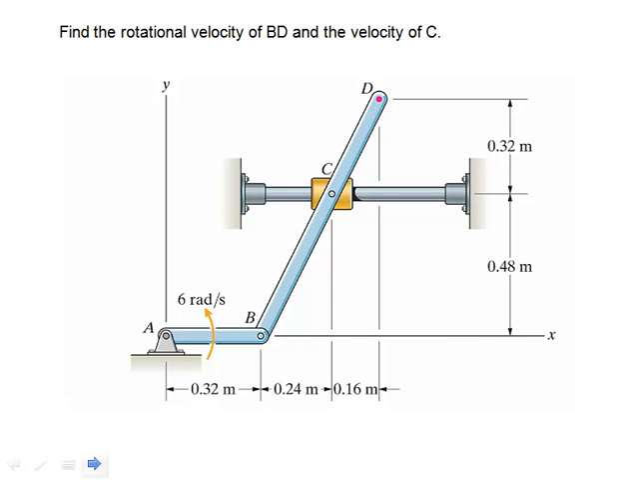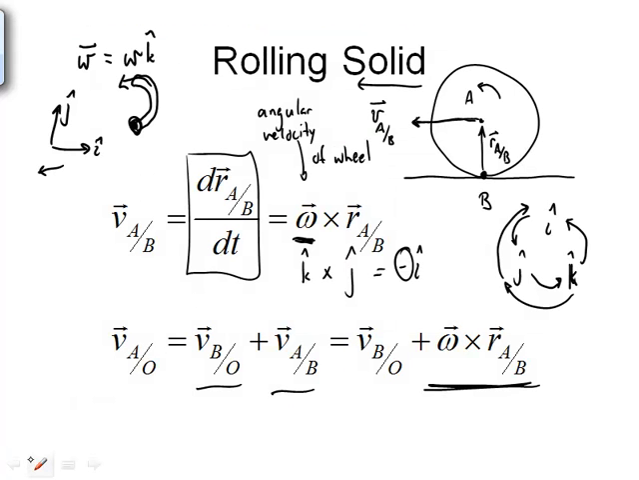What we're going to do is start by looking at the velocity of B with respect to A. Now the beauty of this, if I take the velocity of B with respect to A, that's going to equal omega of the bar AB, so that bar right there, crossed with the position of B with respect to A. Okay, so I'm going right back to this whole equation. Omega is, in this case, the angular velocity of that bar. So the velocity of B with respect to A equals omega of the bar AB crossed with the position of B with respect to A.